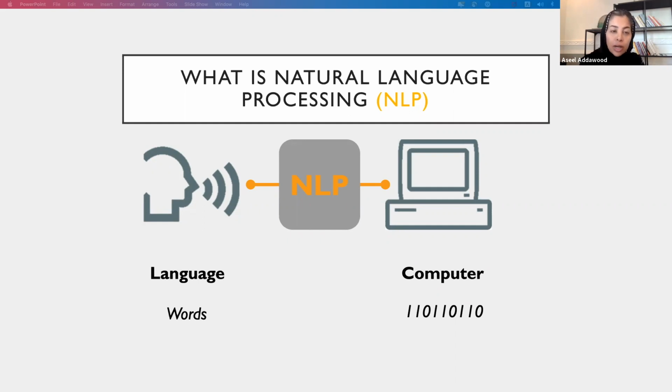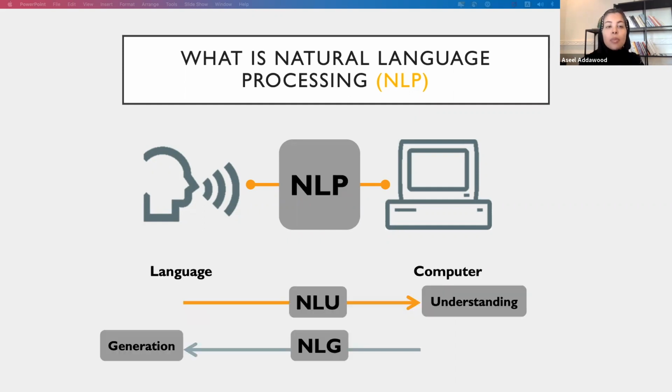And in natural language processing, there are 2 subfields. One of them is natural language understanding, which is understanding how a computer can understand language. And then natural language generation is where a computer can generate language so humans can understand that.